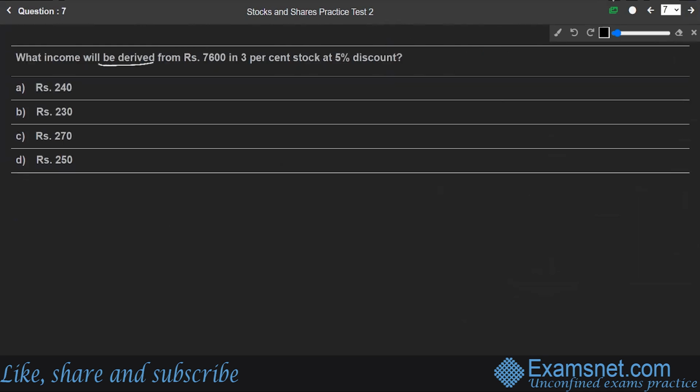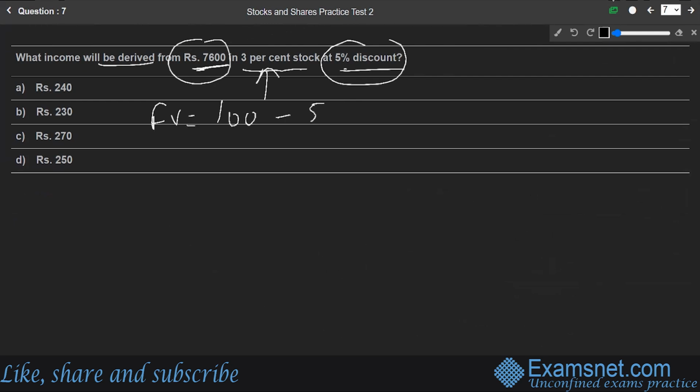Now, what income will be derived from rupees 7,600 in 3% stock at 5% discount? Okay, each and every value they mention clearly. Income will be derived from 7,600. So that is the total investment, 3% stock. So if you invest 100 rupees, the income is 3 rupees, but the stock is available at 5% discount. So if discount is 5%, then the market value becomes how much? 100 minus 5% of 100, that is nothing but 5 itself. That is nothing but 95 rupees is the market value. Okay, market value becomes 95 rupees. So each share is being sold at 95 rupees.